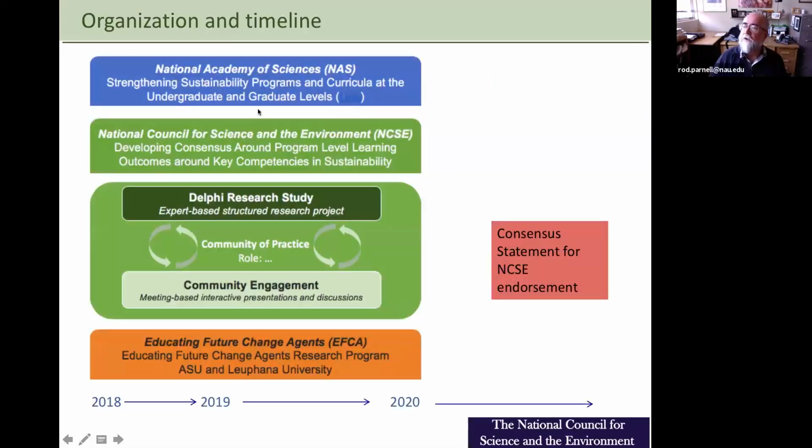So what we're doing is working with the National Academy of Sciences, who is doing their own set of workshops, working here as the National Council for Science and the Environment, a community of practice on key competencies and sustainability that involves a Delphi research study, and then community engagement in terms of webinars and workshops and meetings at professional societies, including ACE.